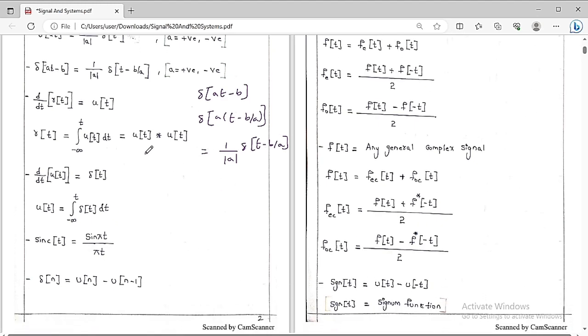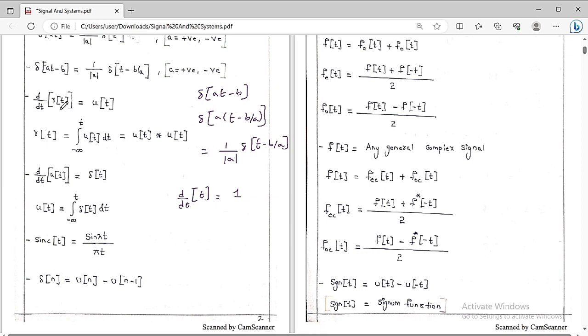Then the differentiation of the ramp signal is equal to the unit step signal. I have already told you the derivative of the ramp signal is nothing but a step signal. It is a step signal because d by dt of t, if you do the derivative, we are going to get 1, which is nothing but the step signal. So the derivative of the ramp signal is nothing but the step signal, which is u of t.